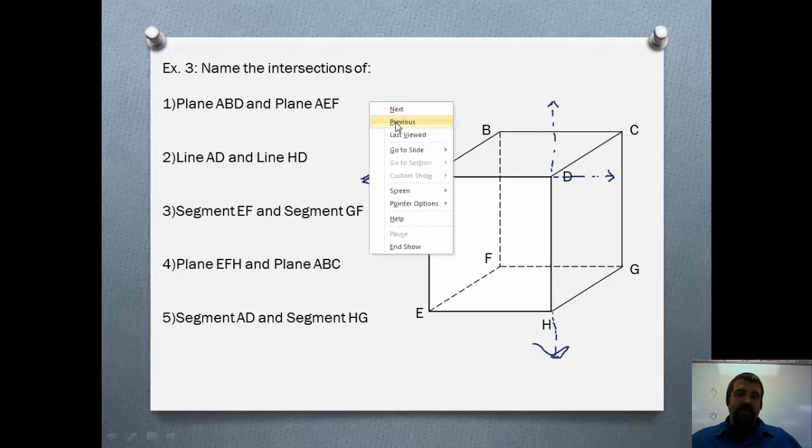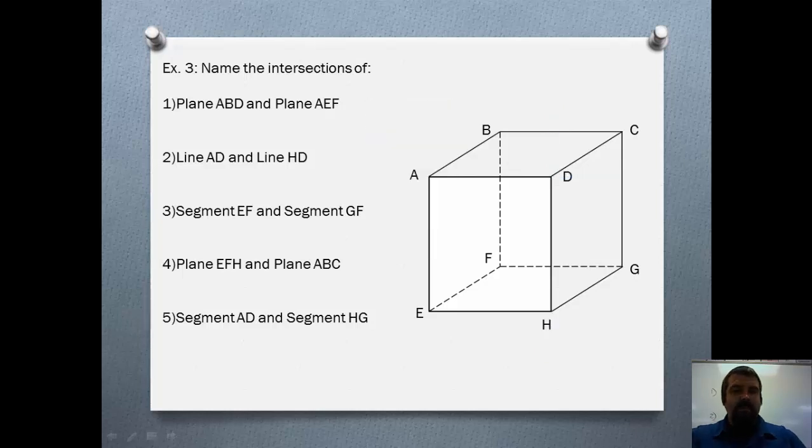Now I could just talk about segments. Segment EF and segment GF. Well, just by looking at their name, they both have F. They're probably going to intersect at point F for sure. I look at point F. GF goes to the right here. EF comes sort of out of the screen. So if I look at where they intersect, it's point F. They both have F.